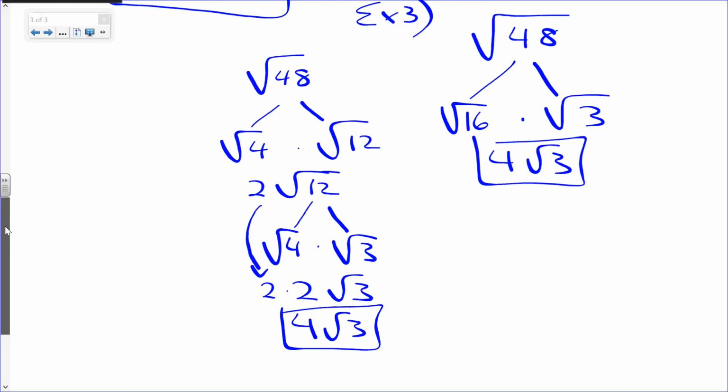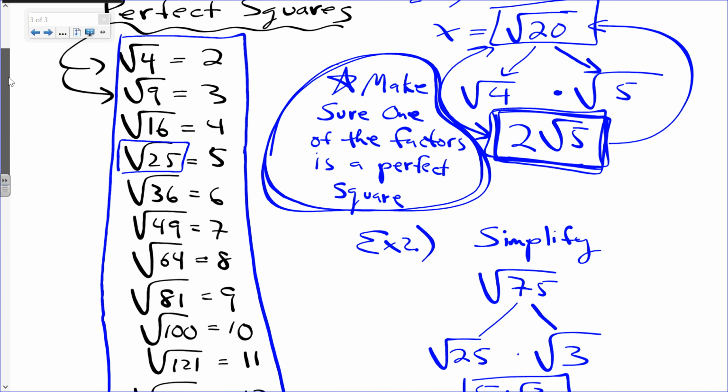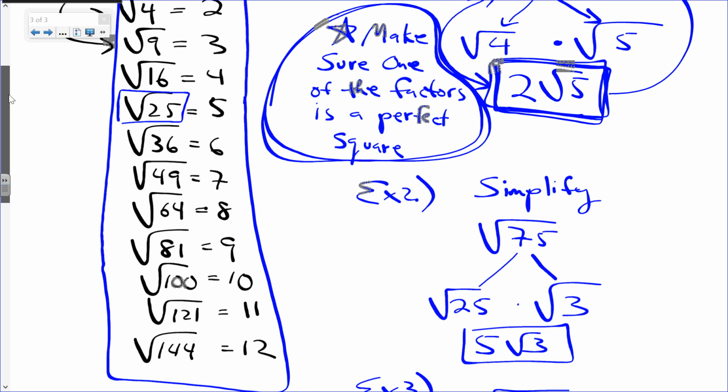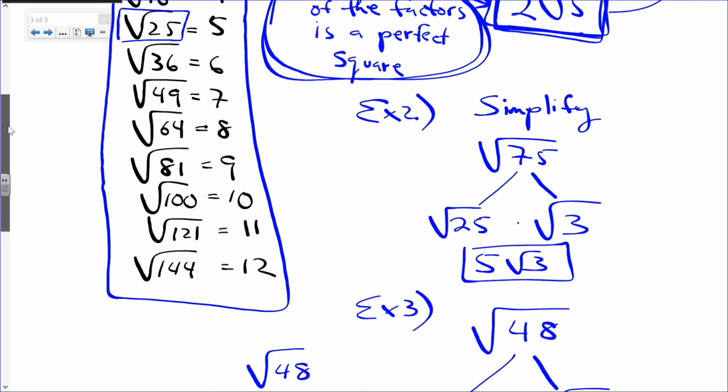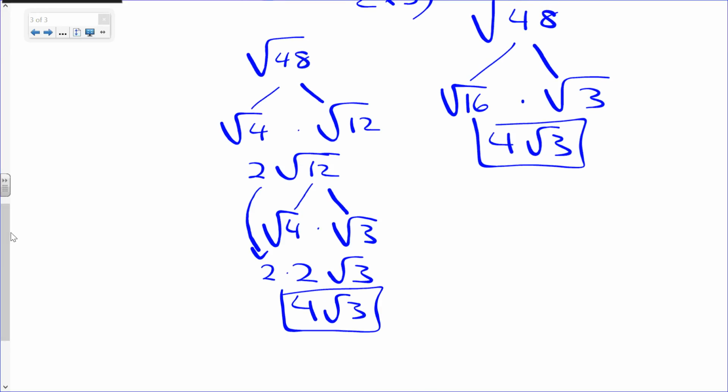Okay. I think there's still another way, if I'm not mistaken. Let's see. 9, 4, 16 we got. Yeah, that's it, actually. Okay. All right. Very good.